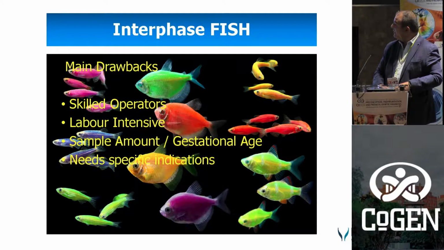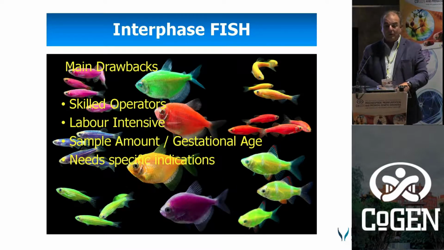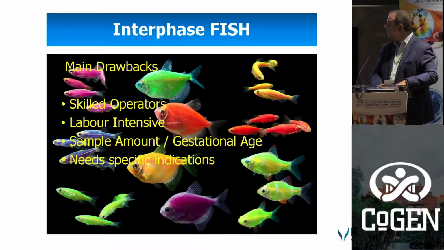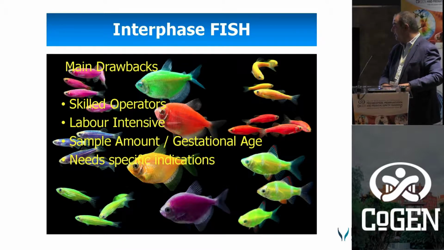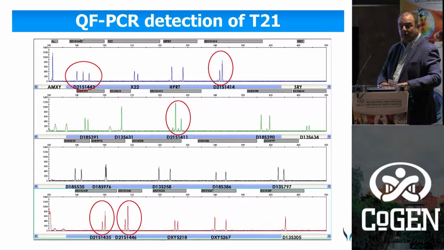The problem here is, again, you still need skilled operators, it is labor intensive, quite low throughput, and can be nasty to do if the sample is not very good, especially in prenatal samples, where this can be limiting. It also needs a specific indication. So for FISH, you need to know what you are looking for and use the corresponding chromosome-specific probe.